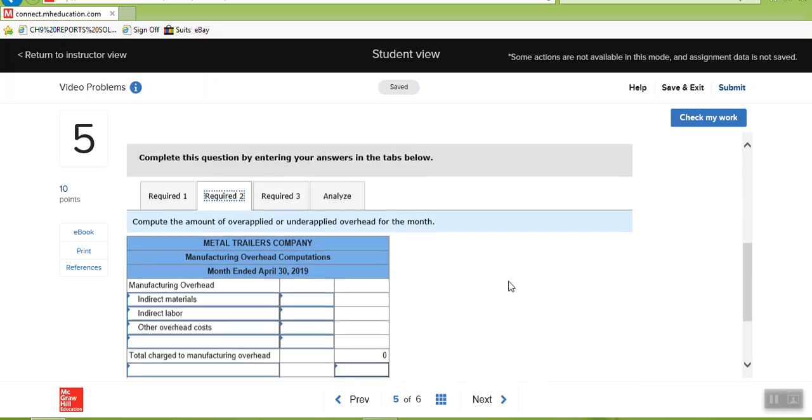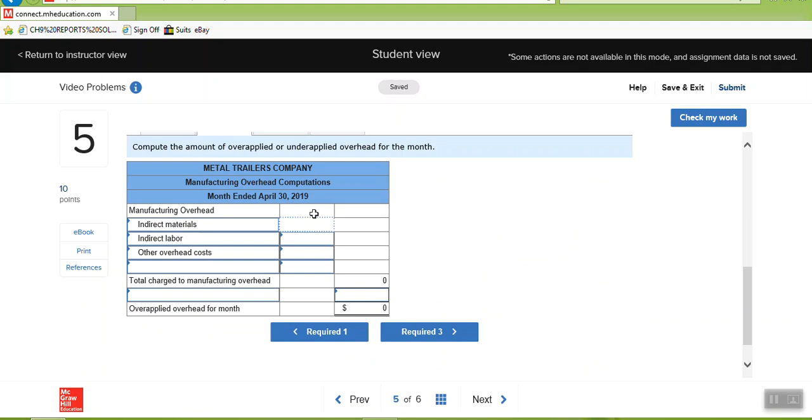If you take those three categories, either from the instructions or from the journal entries you just did, we've got $5,000, $5,000, and $29,000. So our total charges to manufacturing overhead were $39,000, and that's what we put in manufacturing overhead in our journal entries.